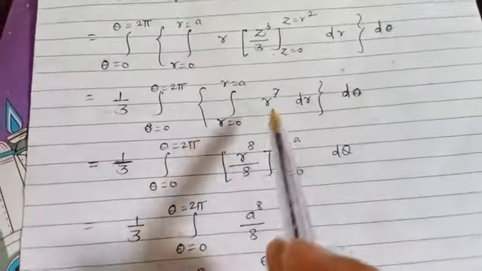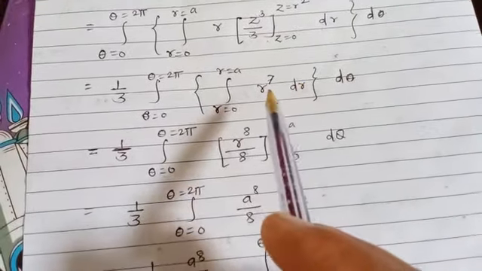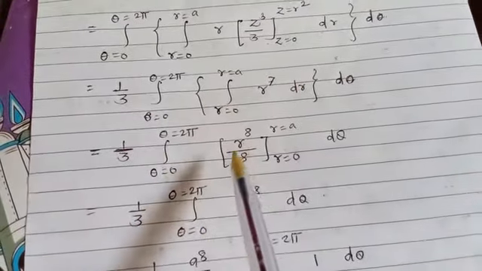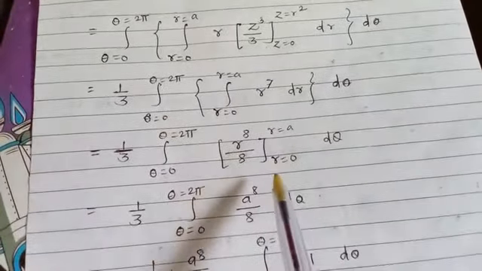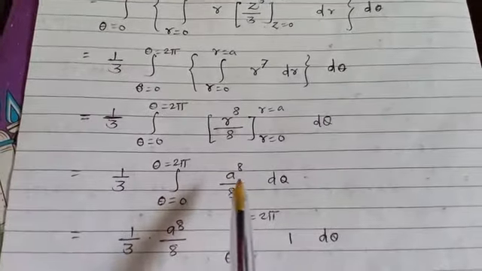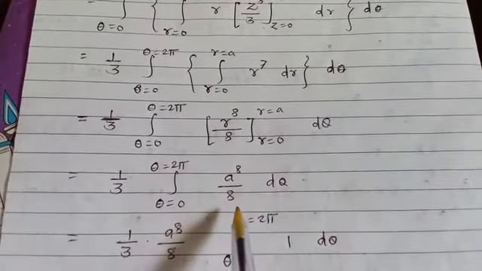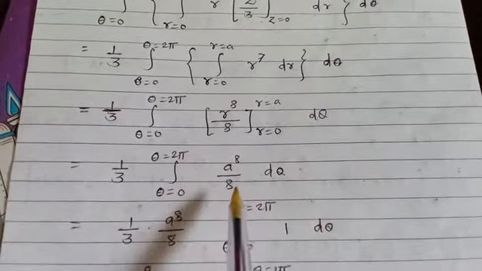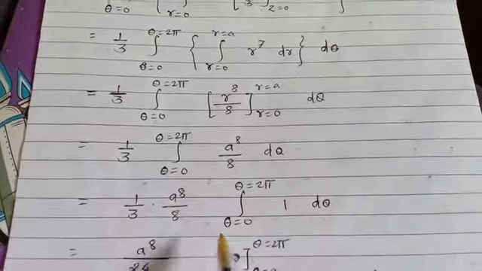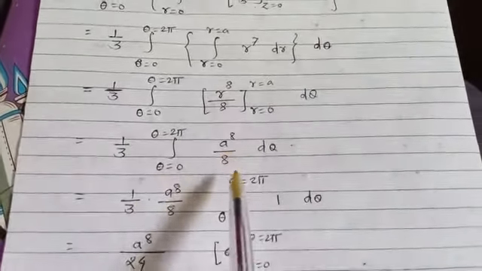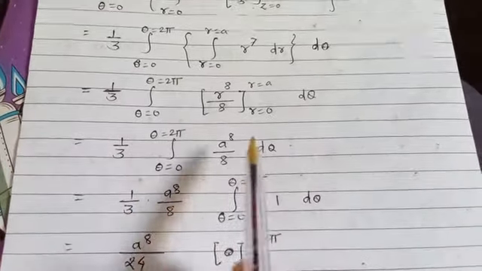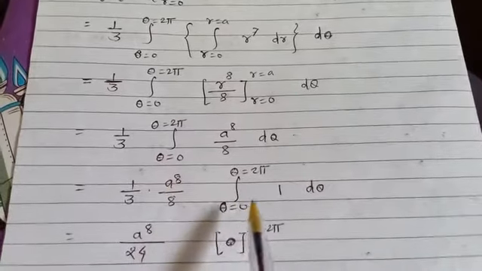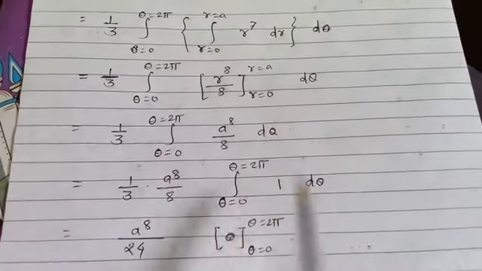Now we are taking integration with respect to r, and here the integration of r raised to 7 is nothing but r raised to 8 upon 8, and the upper limit is r equals a and r equals 0 is the lower limit. So after putting this upper limit and lower limit, we get a raised to 8 upon 8 minus 0, and in the next step I am taking this a raised to 8 upon 8 whole as a constant for theta, so I am taking it outside the integration. So only 1 is remaining in that integration.